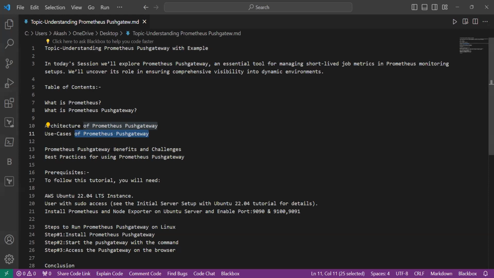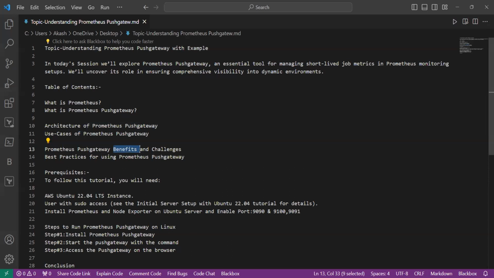Now let's learn some benefits and what the challenges are if we use Prometheus Pushgateway. First we will learn about some benefits. It supports short-lived jobs. It allows short-lived or batch jobs to push their metrics to Prometheus, which ensures that metrics are collected even from inference workloads. Then, as we have learned, Pushgateway can be used in dynamic environments, which is compatible with dynamic environments like container orchestration platforms where instances can be created and destroyed frequently.